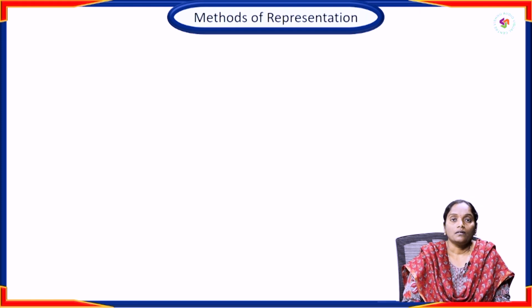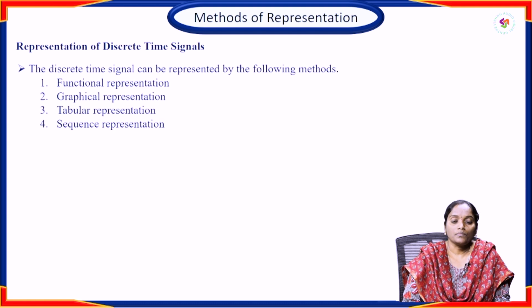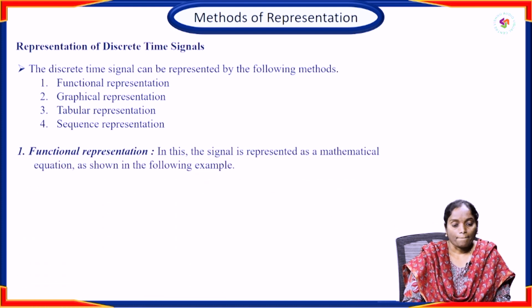Now we will see the various methods to represent discrete time signals. Representation of discrete time signals. There are basically 4 ways to represent discrete time signals. The first way is functional representation, the second is graphical representation, the third is tabular representation, and the fourth is sequence representation. We will see them one by one. Functional representation: the signal is represented as a mathematical equation.